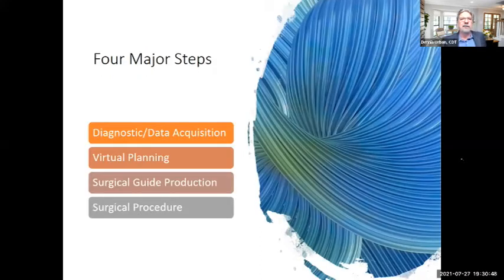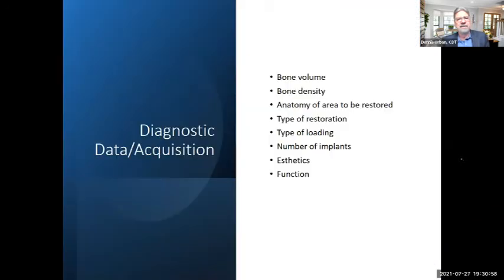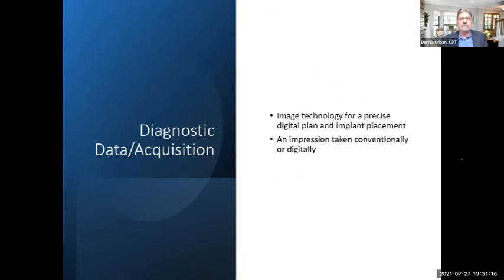So let's look at the 4 major steps for this planning. We have the diagnostic data acquisition, the virtual planning, the surgical guide production, and the surgical procedure. With the diagnostic data acquisition, we look at bone volume. It gives us information about bone density, the anatomy of the area to be restored. We have to consider the type of restoration that we're able to utilize, and type of loading, number of implants, aesthetics, and function. So all this is done with our diagnostic and data acquisition.